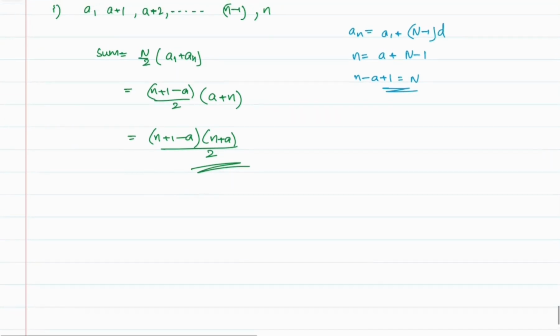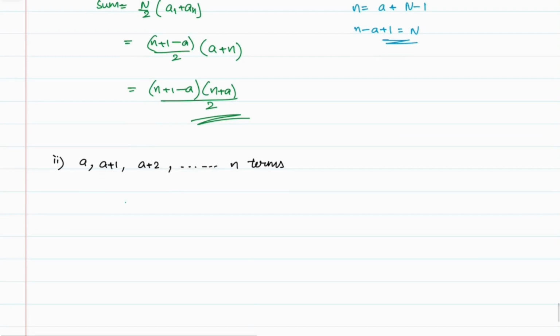So from this we can tell it will become n plus 1 minus a into n plus a by 2. This will be the formula for the case in which we have the first term a and the last term n when consecutive natural numbers are taken. Now let's see the second case, in which the numbers are a, a plus 1, a plus 2, and so on up to here. Instead of taking the nth term, I'm going to take that there are n terms.